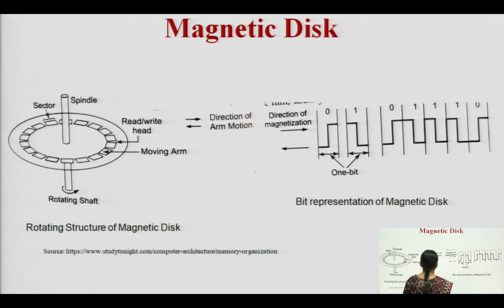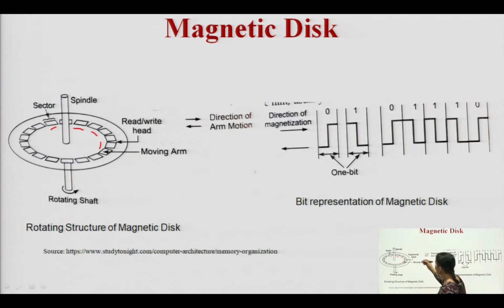This diagram shows us the rotating structure of a magnetic disc. It rotates on a rotating shaft, it has a spindle, and there is a moving arm like this. This arm is divided further into the different sectors that we have discussed, and on these sectors we are actually storing the information.